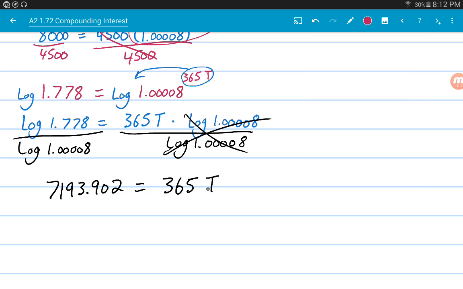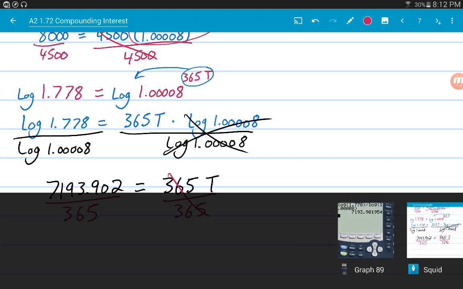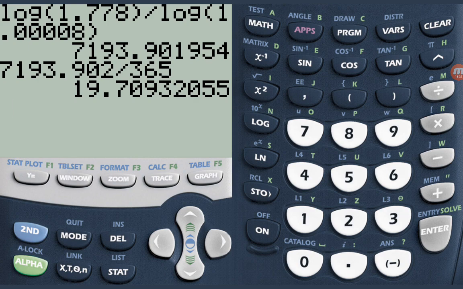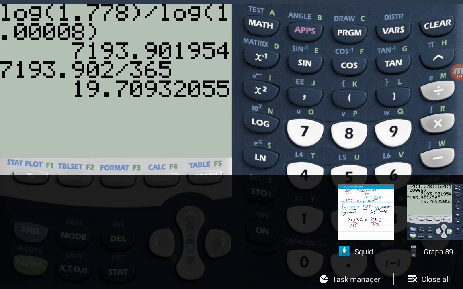Now, last thing I have to do, get t by itself, I have to divide by 365 on both sides, and I will have my answer. So I'm going to take that number from before and divide it by 365. 7193.902 divided by 365, enter. And my final answer is 19.709.